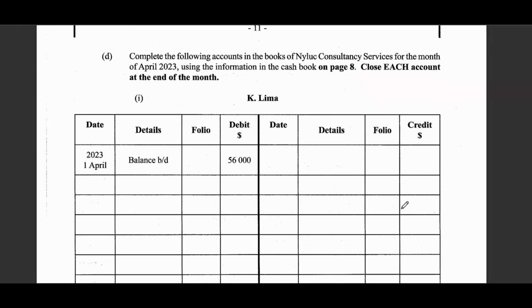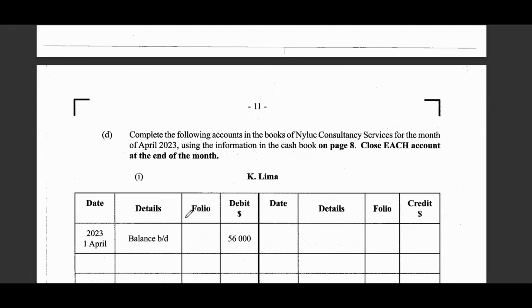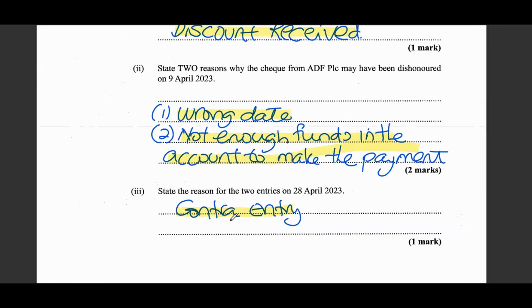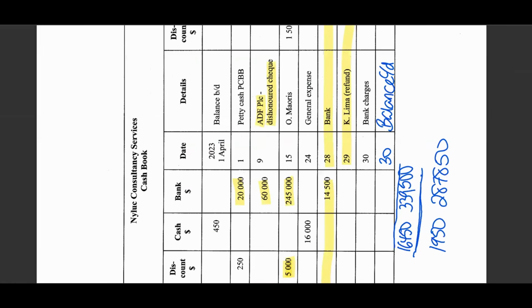Right, so part D. Complete the following accounts in the books of Nyla Consultancy Services for the month using the information in the cash book on page 8. Close each account at the end of the month. Right, so if you guys go back and have a look at Lima in the cash book on page 8, so you know it's a bit of scrolling and looking back up all the time. So you have to go back up again.